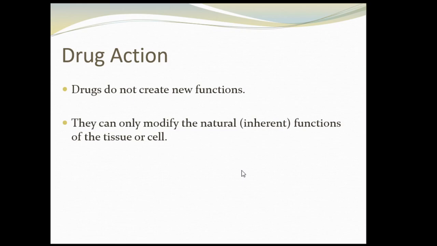Either they will increase the functioning of the tissue or they will decrease the functioning of the particular tissue or cell. For example, if you take a drug known as caffeine, it will increase the activity of CNS. That means it is modifying the normal functioning of CNS. Some drugs will decrease the activity. That means they are modifying the natural property, but they will not create something new in that tissue functioning.